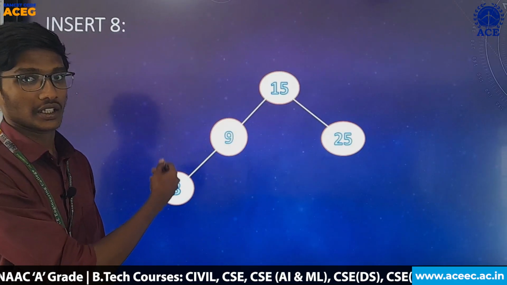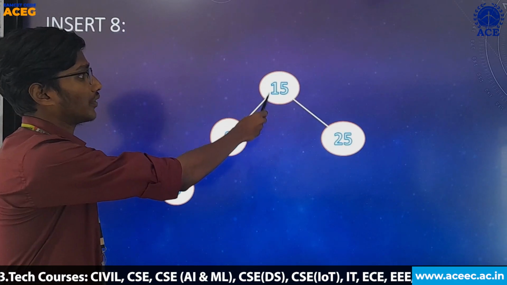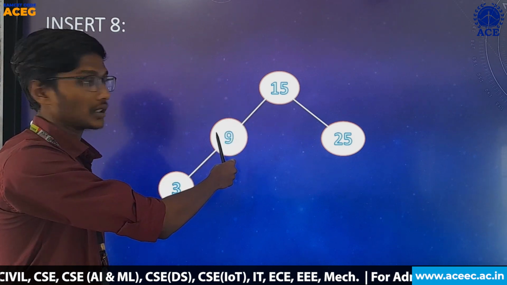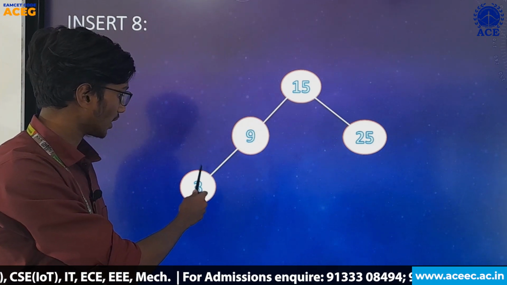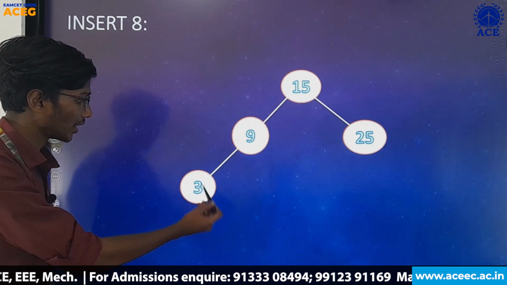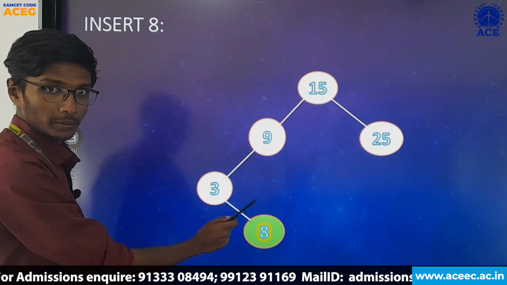Now inserting 8. As 8 is less than 15, we should move to the left side. And it is further lesser than 9, so we should move further left, and it is greater than 3. So we have to place it on the right side of 3. Here, 8 should be placed here.